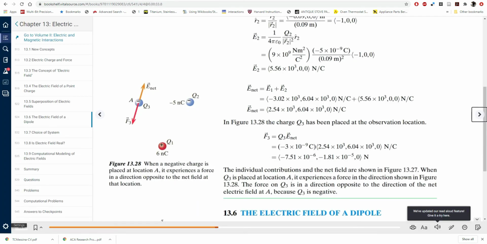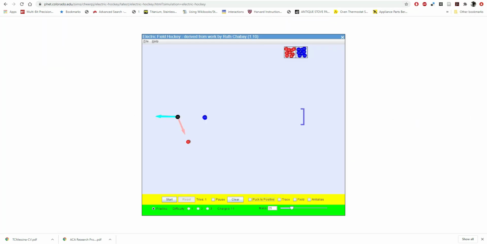Now, once this puck begins to move, it's going to have an initial force that pulls it down in this direction, but then it's going to move closer to the positive charge and further from the negative charge, and so the force from this positive charge is going to dominate, but it's going to have a velocity that's down and to the left. And so what do you think might happen as it moves down and to the left and gets closer to this charge and further from this charge? So let's see.